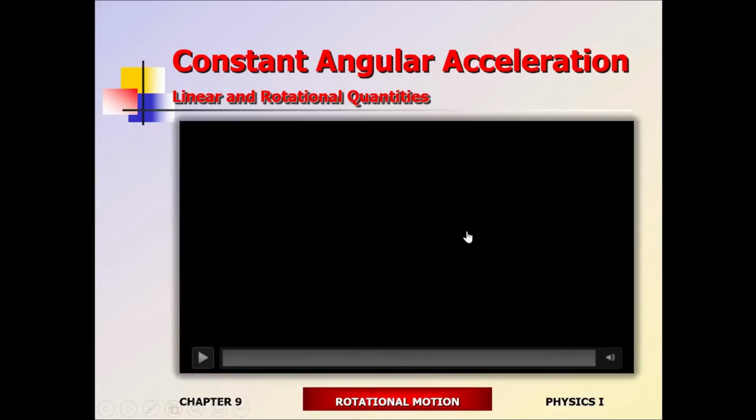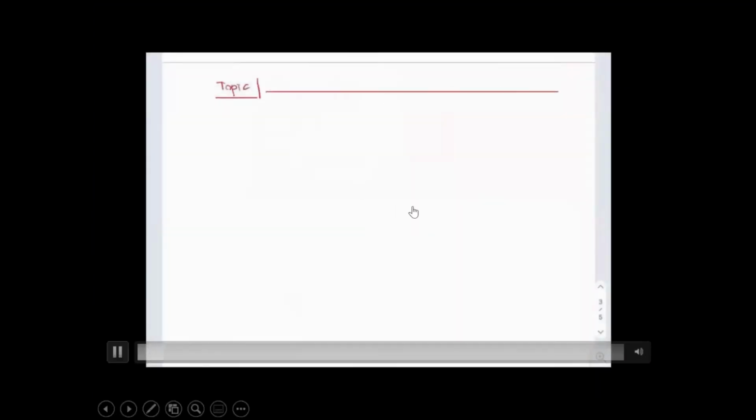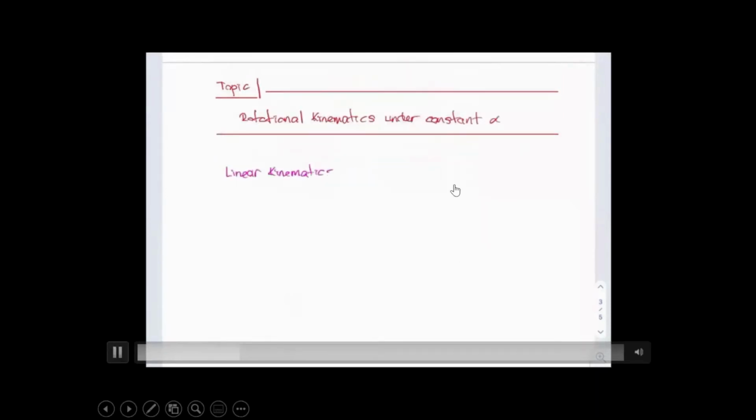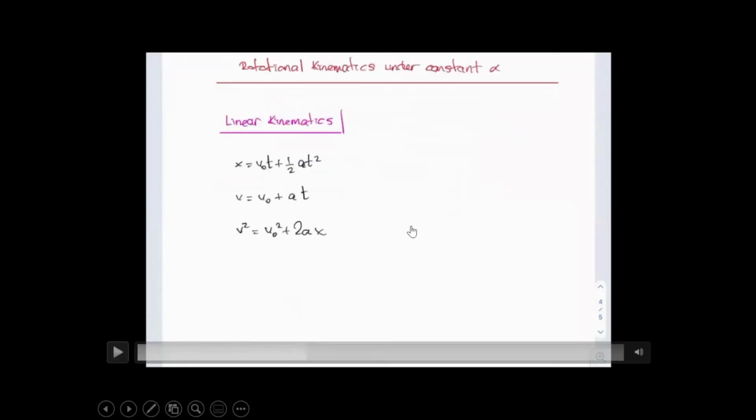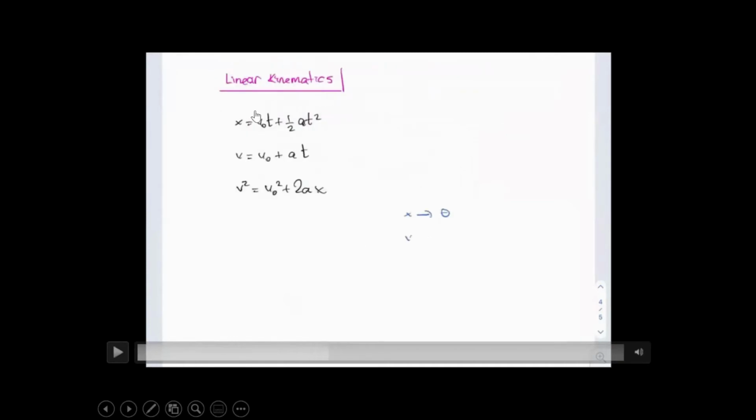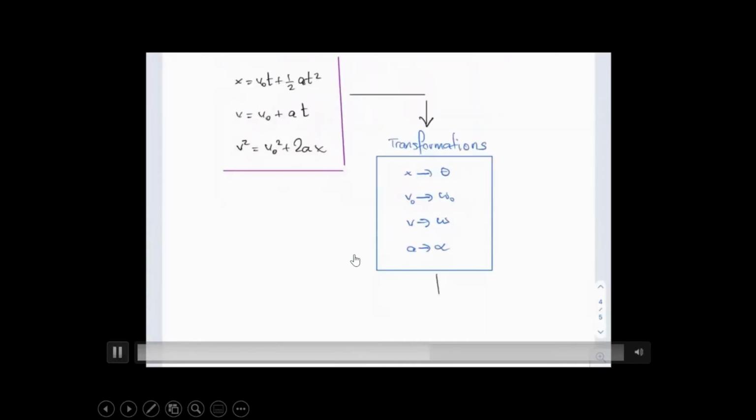Now, constant angular acceleration. What if this thing is speeding up or slowing down at a constant rate, rotationally? We'll take what we know from uniform motion, constant acceleration, and then we'll just transform everything to rotational motion. So x displacement becomes angular displacement. Initial velocity becomes initial angular velocity. Final velocity becomes final angular velocity. Acceleration becomes angular acceleration. So we will just transform these equations to new equations. These are going to be our transformations. The first formula: this becomes theta, this becomes omega naught, this becomes alpha.